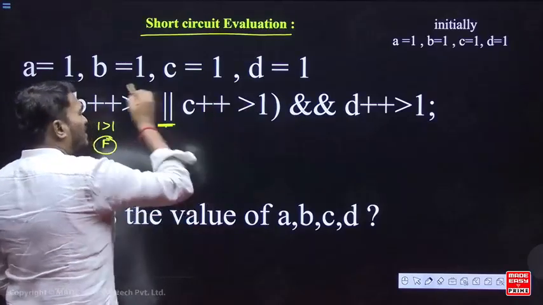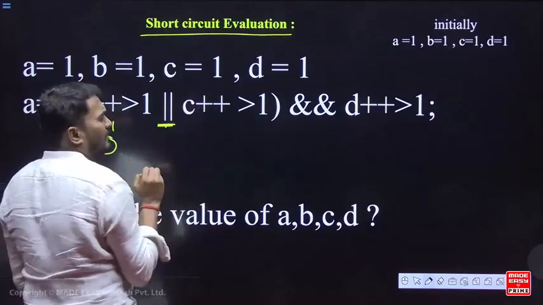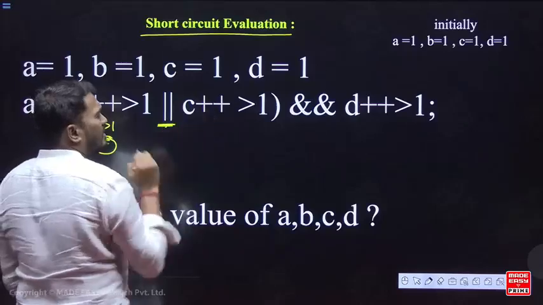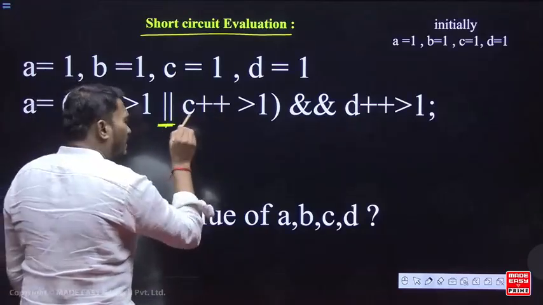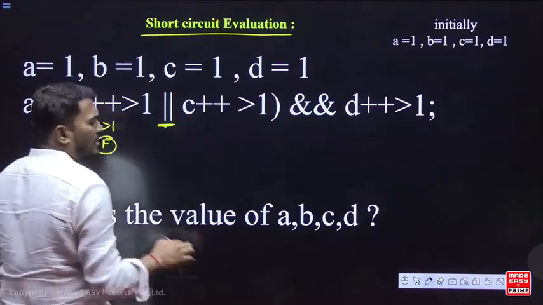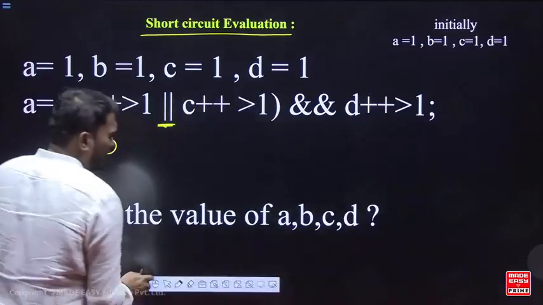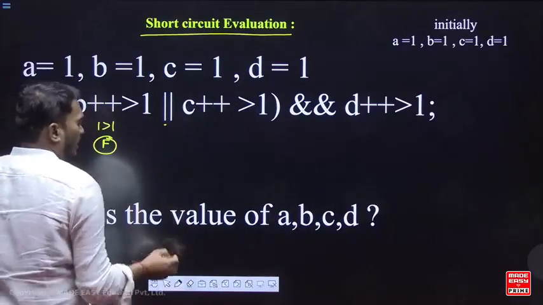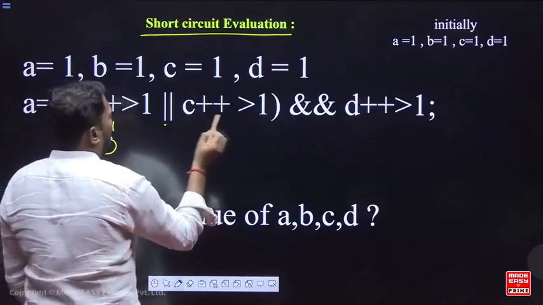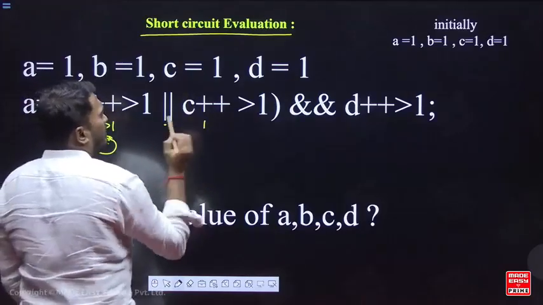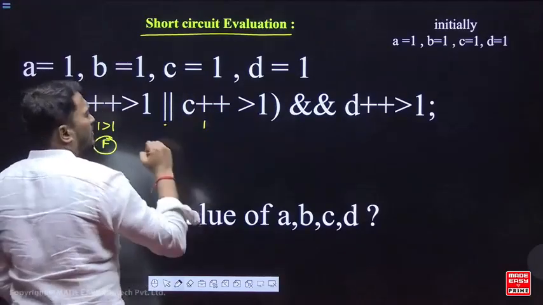So the result of this expression will be depending on this also, right? So this will be evaluated. Okay, you are having OR operation, so that will be evaluated, correct? Now if I evaluate this c plus plus, what is the c value you are having here? 1. So post increment, so you have to take 1 here.